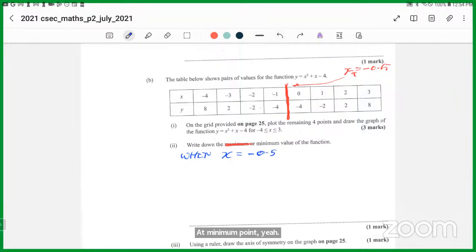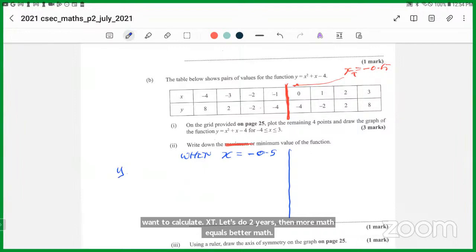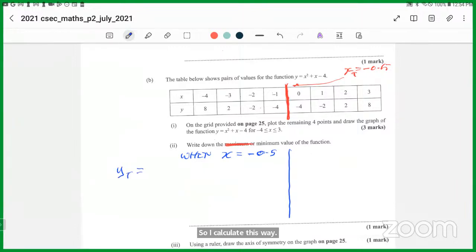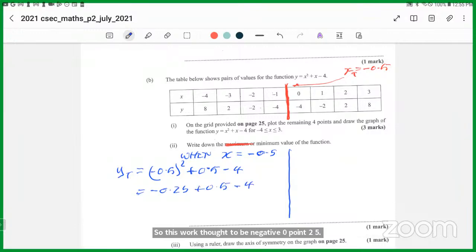So when I work it out from the x equals negative thing, or you want to calculate xt, let's do it 2 ways. More math equals better math. When I calculate this way, the y value of the turning point, the minimum value, works out to be negative 0.5 squared plus 0.5 minus 4, so negative 0.25 plus 0.5 minus 4. This looks like negative 4.25. Oh, this doesn't look right.